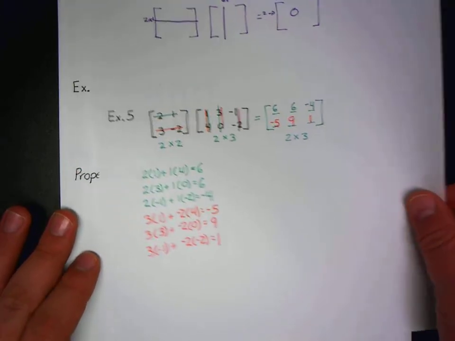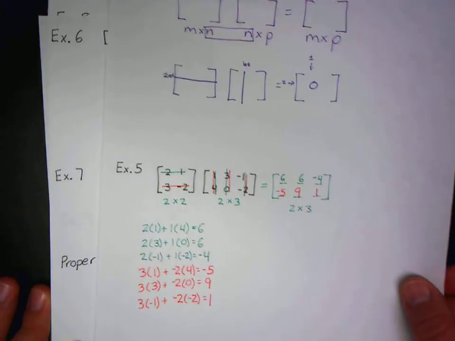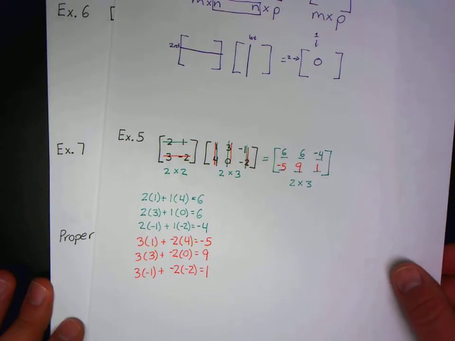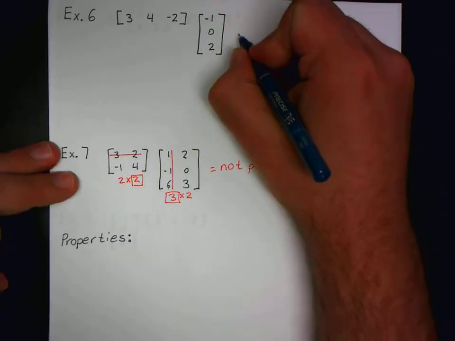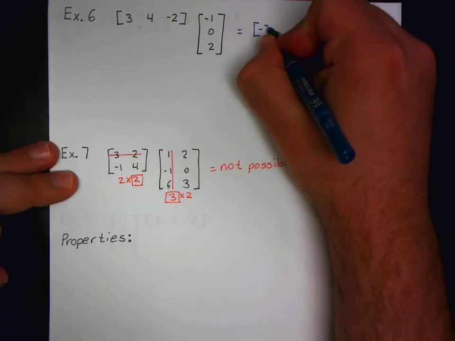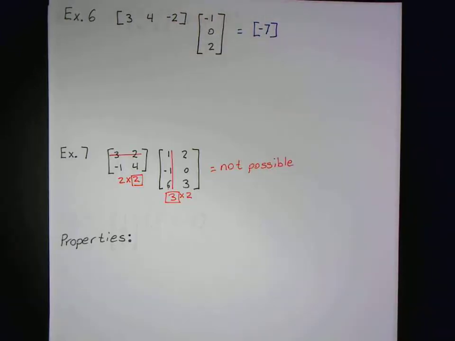All right, so I want to do a couple more examples of that. All right, so how about number 6? Answer 7, negative 7. That's the answer.